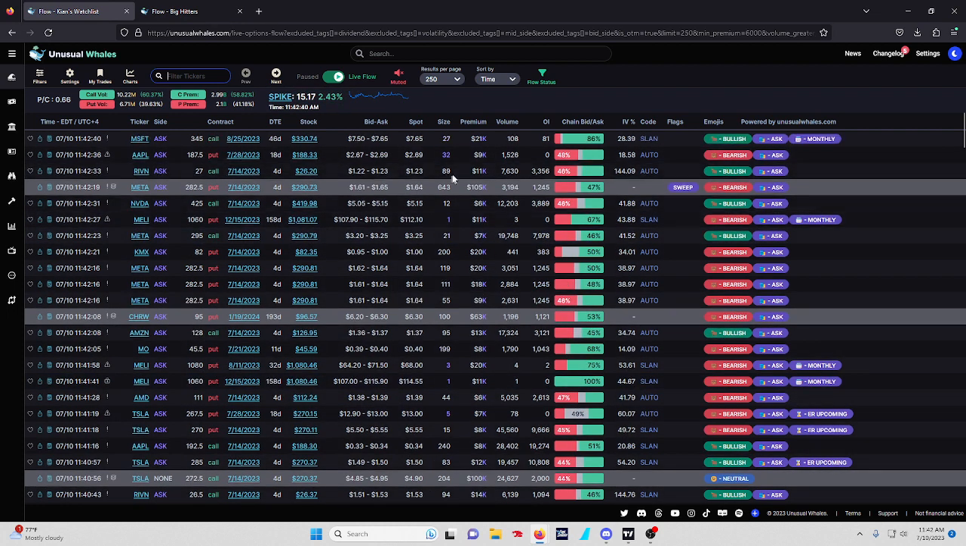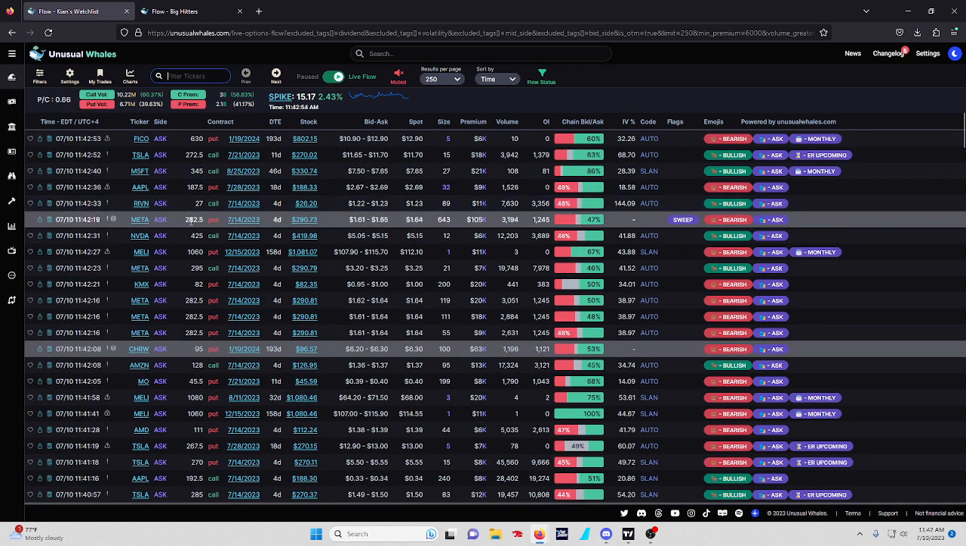So basically, this is the process, right? So we have an aggregate trade right here, Meta 282.5 put for 105,000, but you see how it's like 47% bid ask. I'm not going to rely on it too much to play this, 282.5.